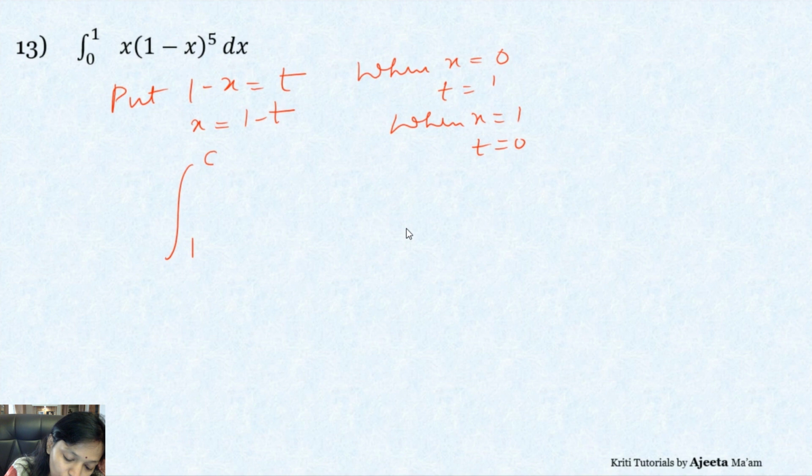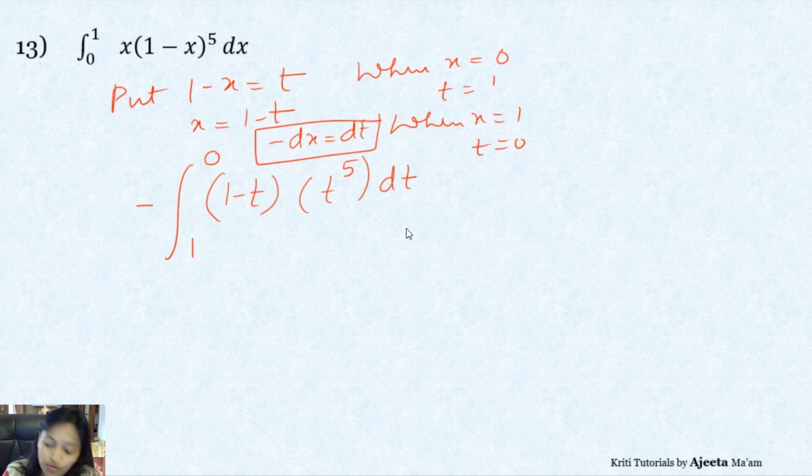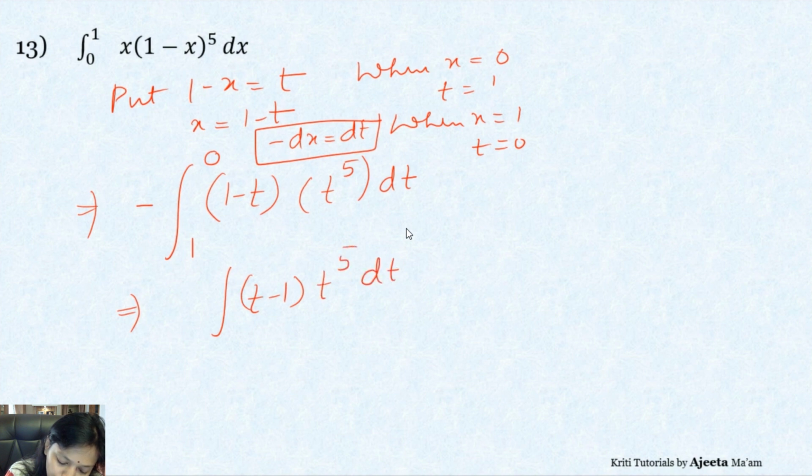Let it be. So we are having the limits from 1 to 0 now, and it will become 1 minus t and t raised to 5. This is how it goes on. Because dx and dt, what will be the relation? Minus dx is equal to dt, so one more minus sign will come here. This you can take inside also, keep it outside. Okay. Now, if I want to take it inside, I can take it as t minus 1, t raised to 5 dt.